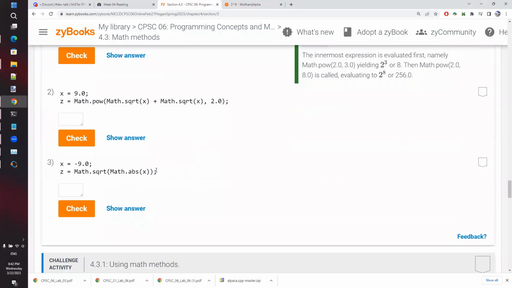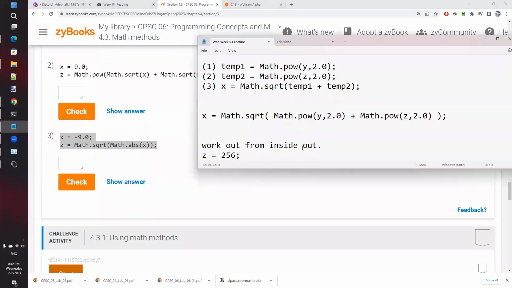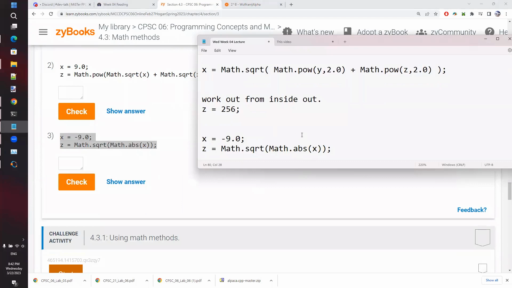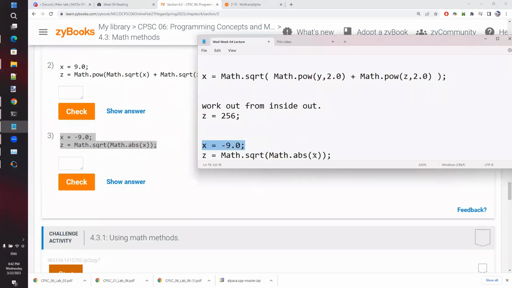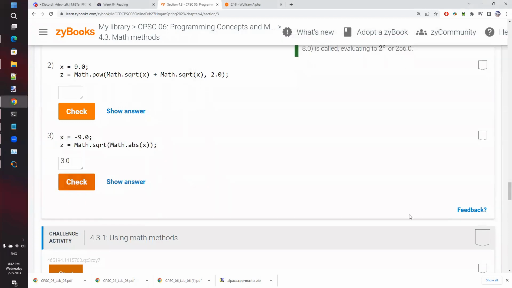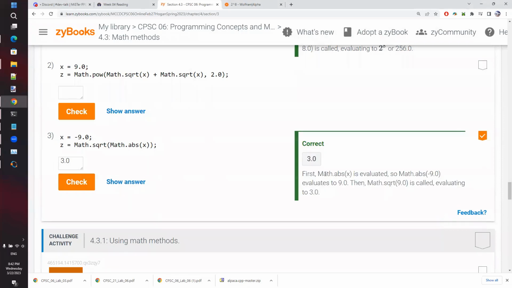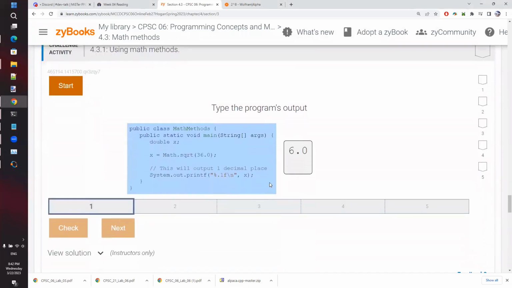So, you can do any of these that way, work them out from the inside out. So like this one, x is -9. So on the second line, you put the -9 in for x. Then you've got the absolute value of -9. Absolute value of -9 is +9. And then you've got the square root of 9. So the square root of 9 is 3. So that one's 3.0. Okay, so you just do them in order and they'll work out.